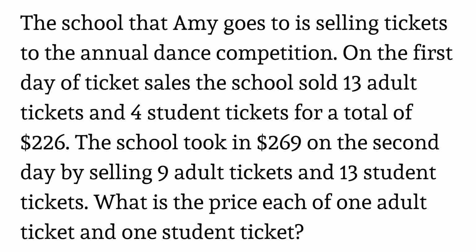The school that Amy goes to is selling tickets to the annual dance competition. On the first day of ticket sales, the school sold 13 adult tickets and 4 student tickets for a total of $226. The school took in $269 on the second day by selling 9 adult tickets and 13 student tickets. What is the price of each of 1 adult ticket and 1 student ticket?